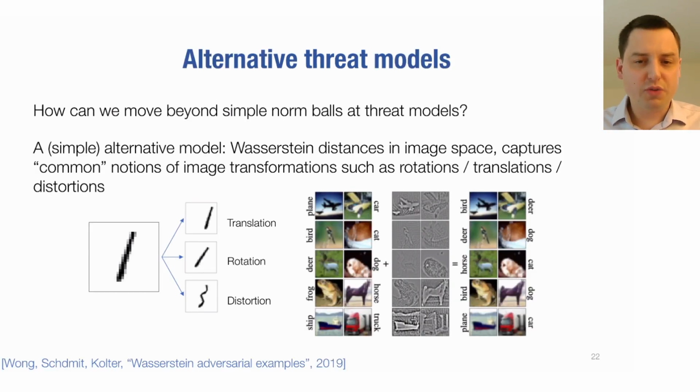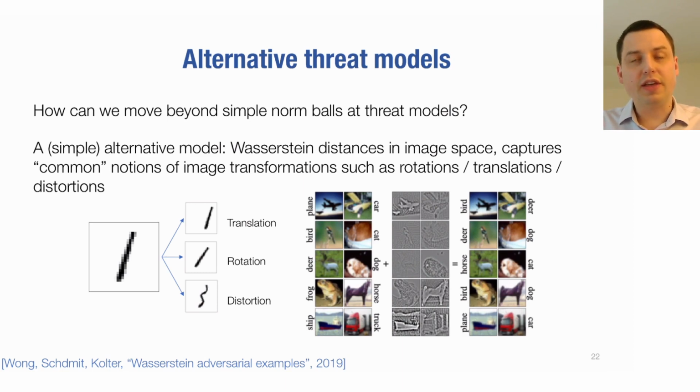So for example, one of the works we've been doing is about exactly this topic I mentioned to you before on alternative threat models. A question that comes up a lot is, why on earth should we think about these LP perturbation balls as being the right metric for understanding how an attacker could function? Doesn't really seem like a reasonable way of doing things. And it's definitely not. And so in some of our prior work, which was at ICML last year, we thought about a simple alternative model based upon a Wasserstein distance in image space.